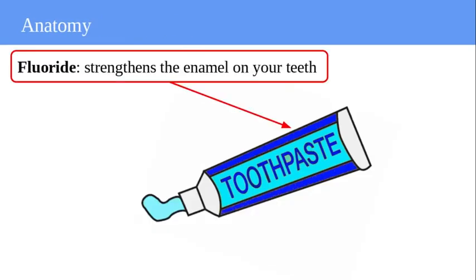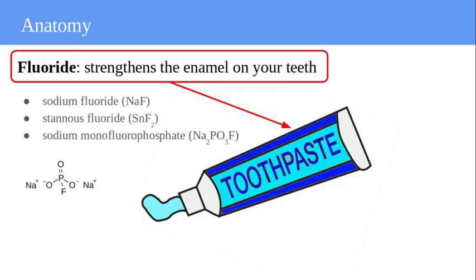Most of you probably know that fluoride is an active ingredient of most toothpaste. This is because fluoride prevents cavities by strengthening the enamel on your teeth. Toothpaste manufacturers have choices of which fluoride-containing ingredient to use. Here I list three of the most common compounds: sodium fluoride, stannous fluoride, and sodium monofluorophosphate.